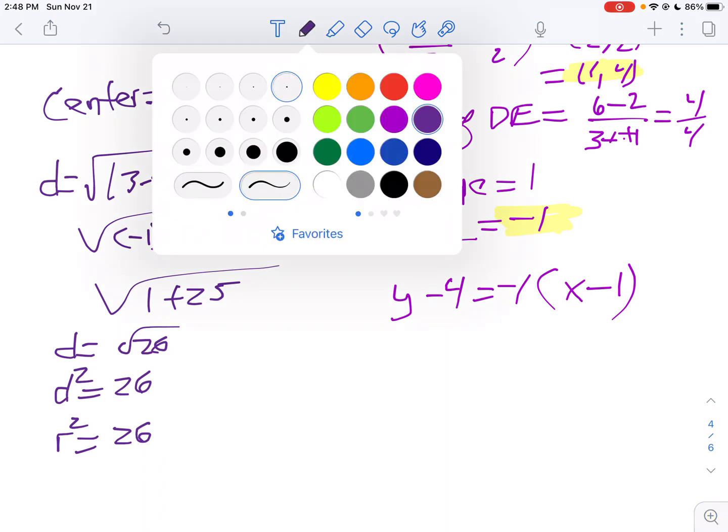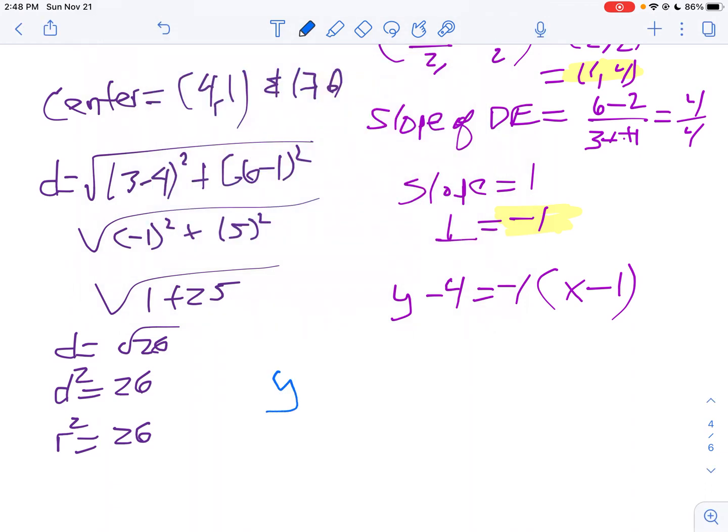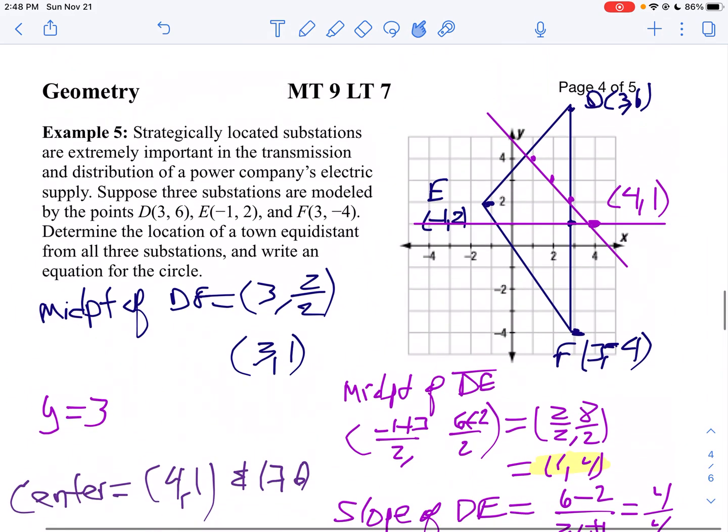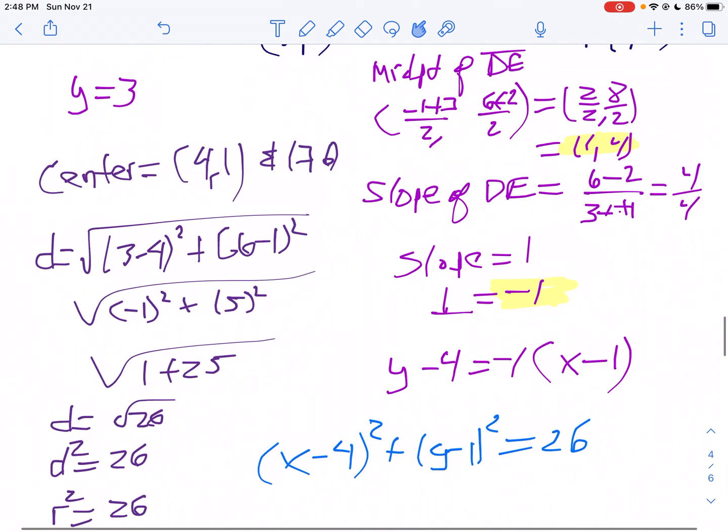So now I know r squared, and I know my center. So now I can write the equation of my circle. Let's go x first, because that's usually how we see it written. So I'm going to go x minus 4, the quantity squared, plus y minus 1, the quantity squared, equals 26. Now what I want to do is let's check this. If you're a better drawer than I am, you could actually graph this on your circle. But it's kind of hard to graph the square root of 26.